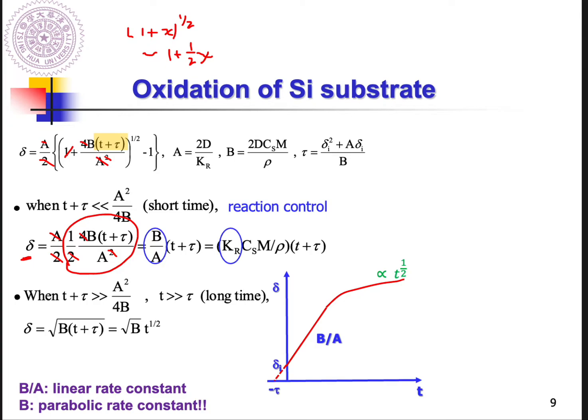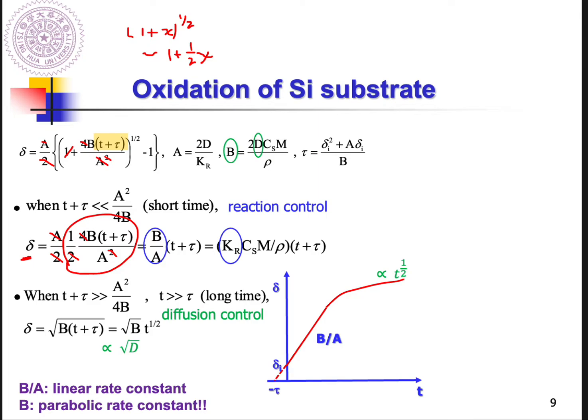And what's the square root of B? B is here, right? So square root of B is similar to square root of D, diffusivity. Diffusivity means the diffusivity of oxygen into the oxide layer. So it's a diffusion control for longer reaction time.